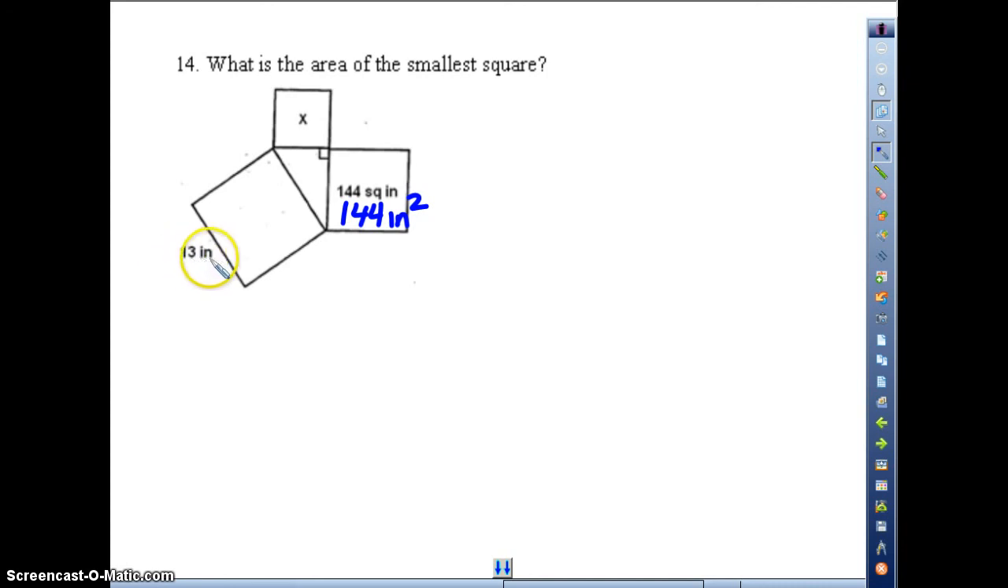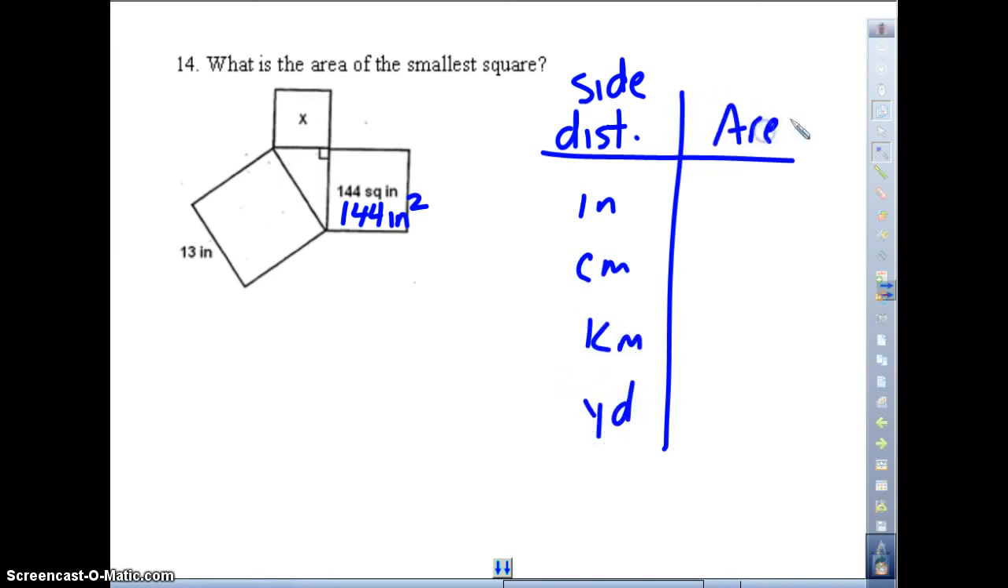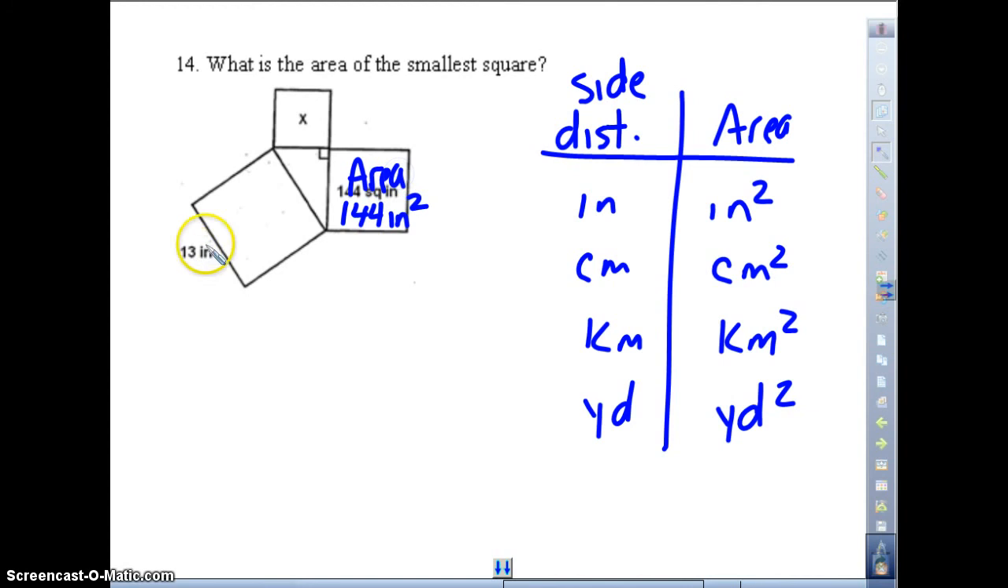If you're talking distance, like a side length, you're talking inches, centimeters, kilometers, yards. But if you're talking area, your units all of a sudden become squared: inches squared, centimeters squared, kilometers squared, yards squared. This one right here is area, but this one right here is just side length. So in order to get the area of this one, what do I have to do with the side length? Take 13 times 13 and you get what?